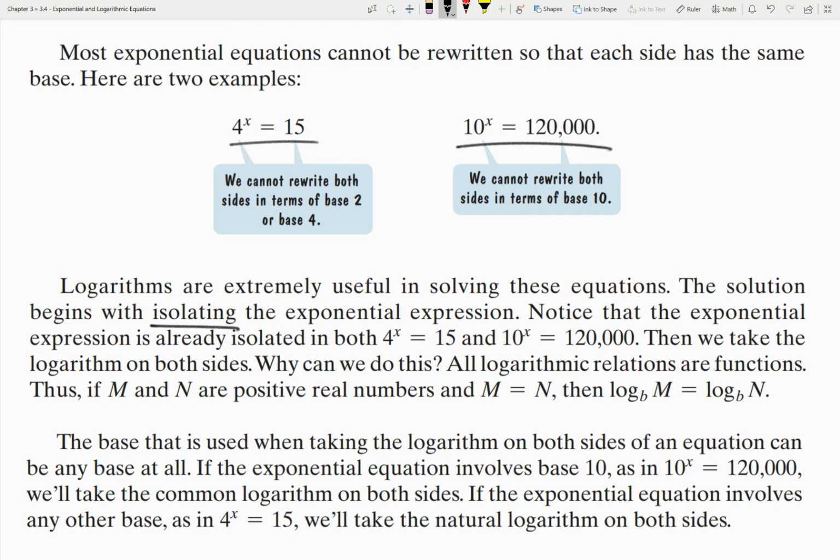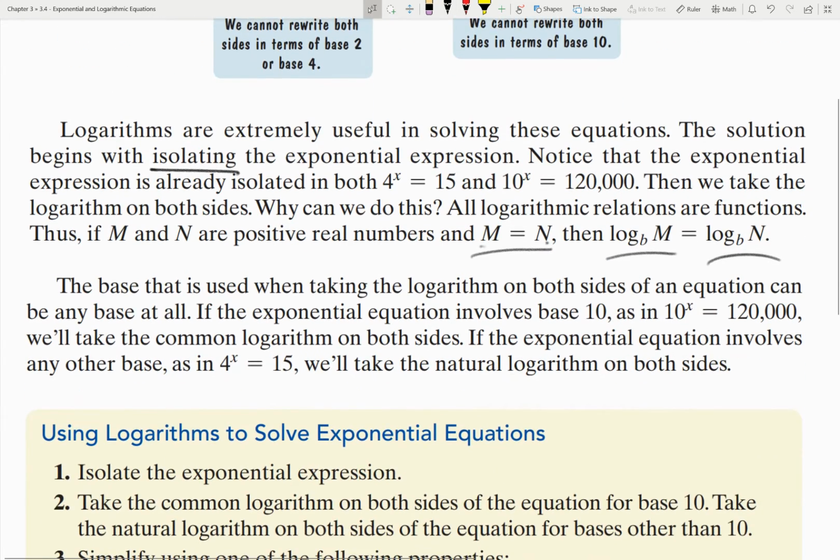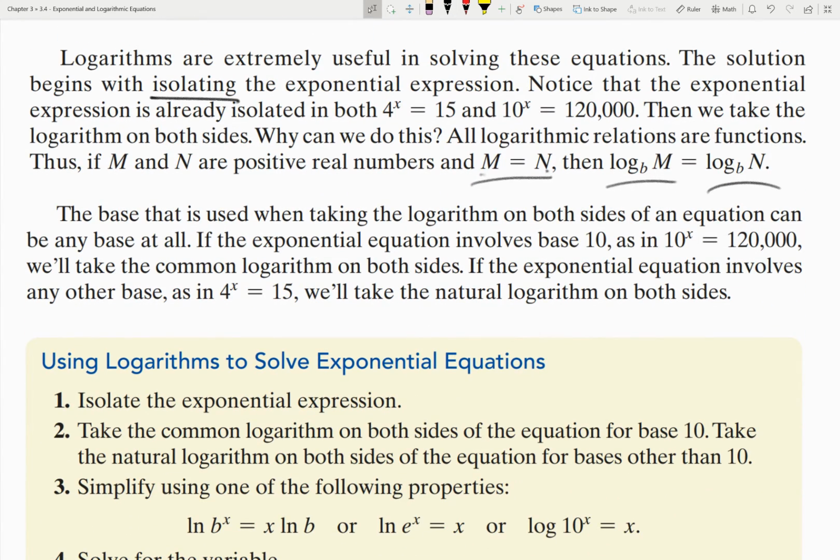So if m and n are positive real numbers, then the logarithms are equal to each other as long as m and n are equal to each other. And these can be functions, right? And we can take the logarithm of both sides. Now, the base that's used for taking the logarithm of both sides of an equation can be anything.